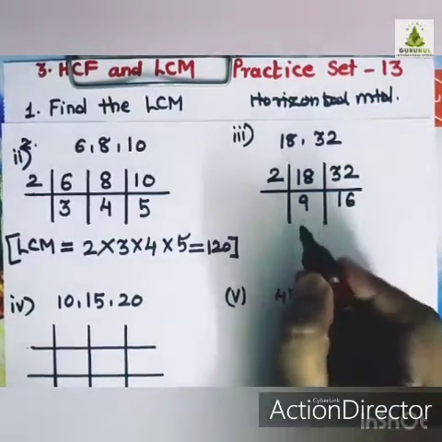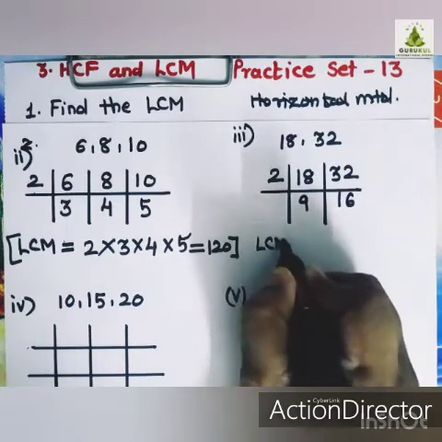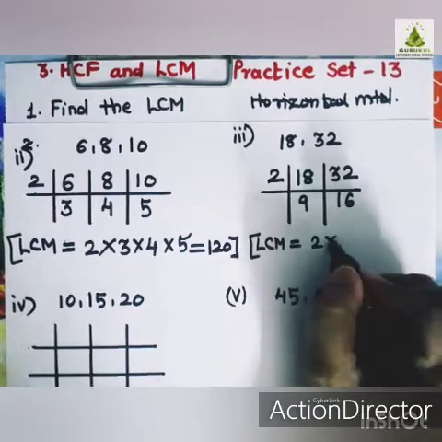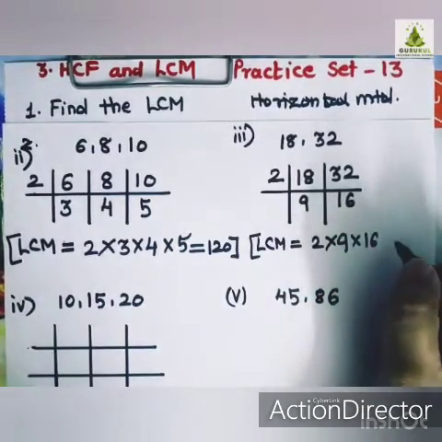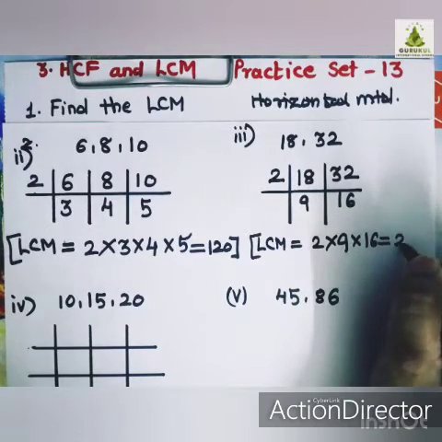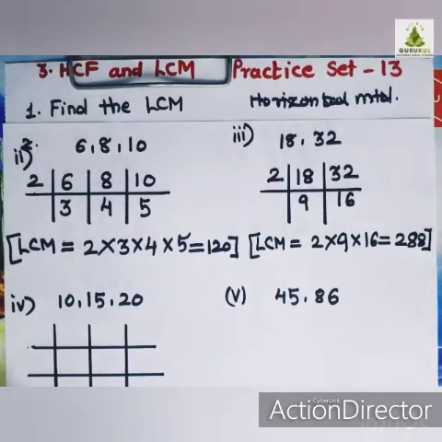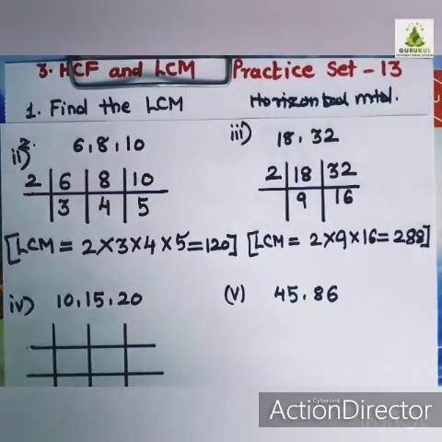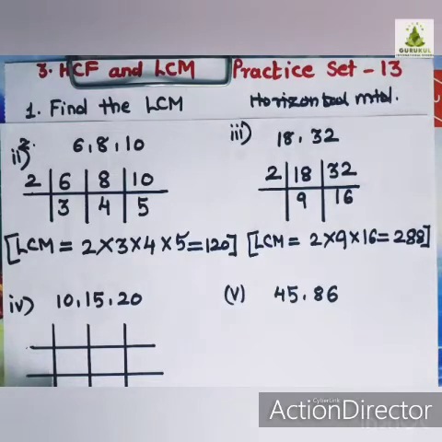So we have to stop here and you have to write answer, that is LCM is equal to 2 multiplied by 9 multiplied by 16. And if you do the multiplication, you will get the answer 288. Correct? Some of the answers previously I have solved, so that in video while explanation we should not waste our time. Okay. Now let's go for fourth one.